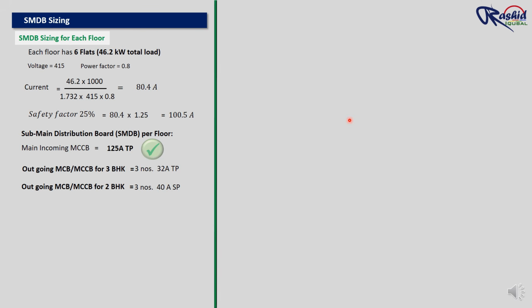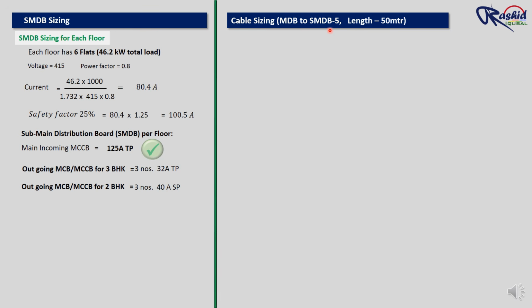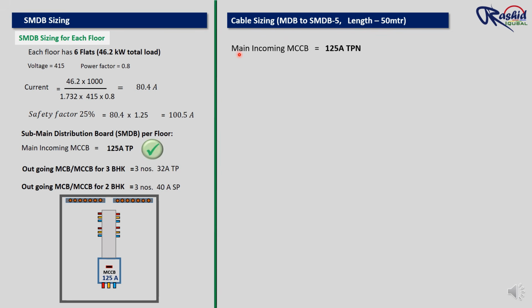Let's calculate the incoming power cable size from the main distribution board to SMDB 5, which is located on the 5th floor. This process will be similar for all the other SMDBs as well. So for cable calculation, we need to check the incomer MCCB rating. First we will look at the incomer MCCB rating inside the SMDB, which is 125 ampere. We already calculated above 125 ampere. This is the SMDB incomer rating.